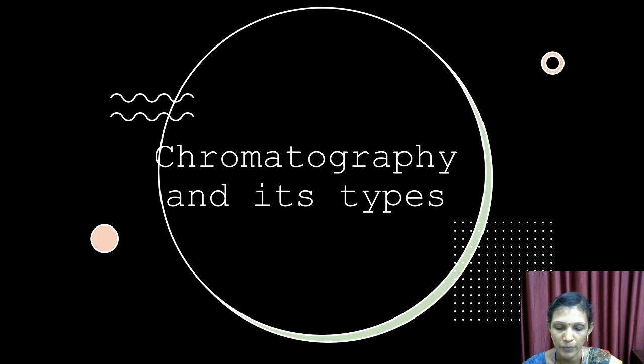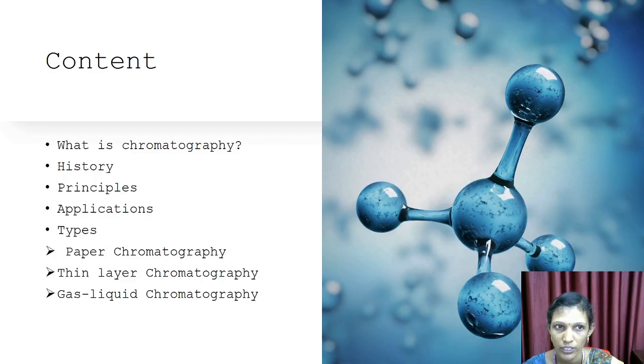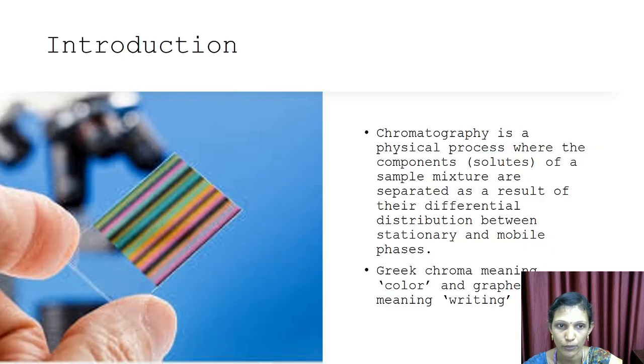Chromatography and its types. So these are the contents we are going to learn today: chromatography and its history, principles, applications, types, and paper chromatography. These are the types of chromatography: paper, thin layer and gas liquid. Other chromatography types are there, but in this video we are going to learn about only these three types.